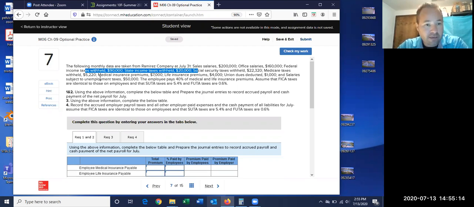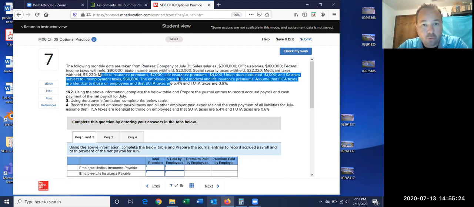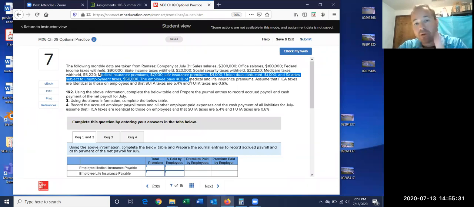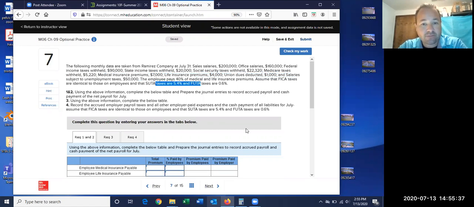And when they come down here to non-tax things, extra things taken out of your check, like medical insurance premiums, it's telling us in the next sentence that of that $7 grand medical insurance, the employee pays 40% of that, the employer pays the rest. And then they give us the FUTA and the SUTA rates here.